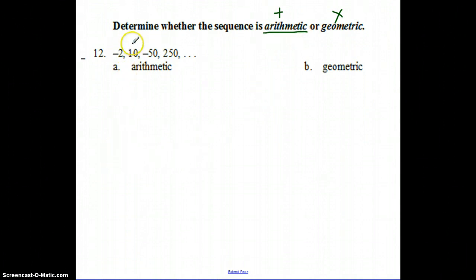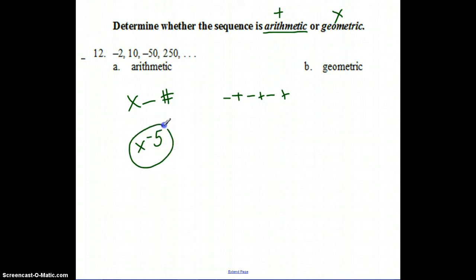The other thing is, if this goes back and forth between positive and negative, the only way that could really happen is if you're multiplying by a negative number. That's the only way you would get this kind of positive, negative pattern going on. So if I look, I'm at negative 2 and I go to 10. That's a multiple of 5, even if I'm not looking at the negative. So it's easy to see this negative 5 piece. So this would be my common ratio, which means it would have to be geometric, since it's multiplied over and over again to get the next answer.